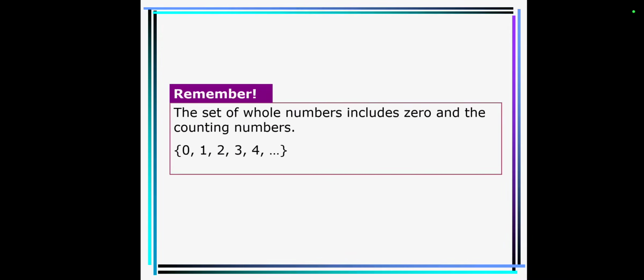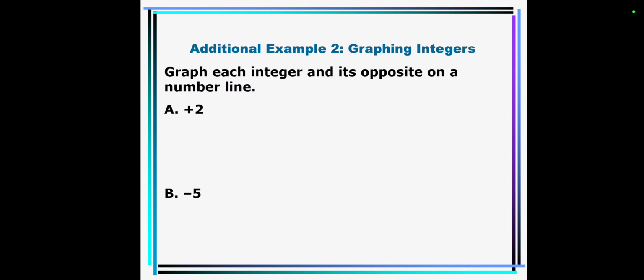Okay. So remember, the set of whole numbers includes 0 and the counting numbers. So you know that one already, that whole numbers include 0 and the counting numbers. So again, let's have this one.